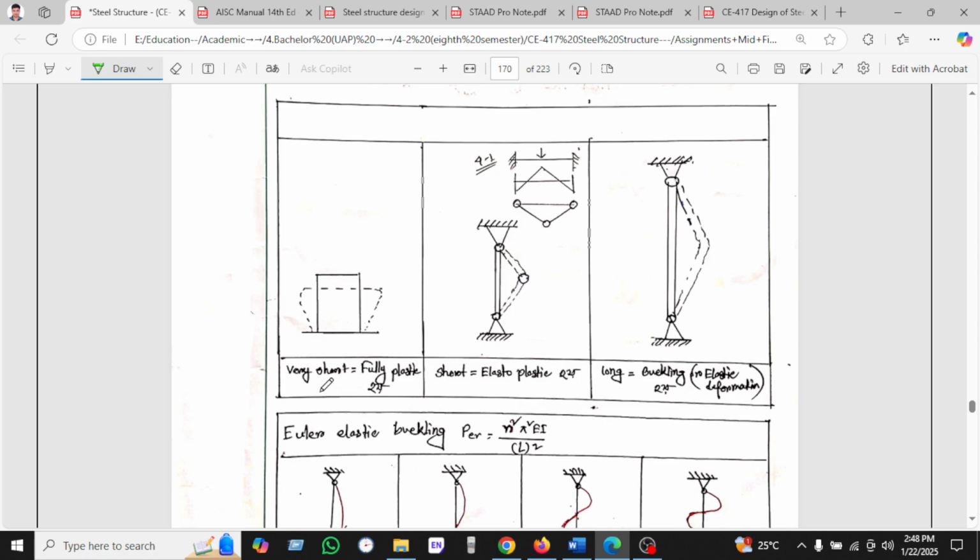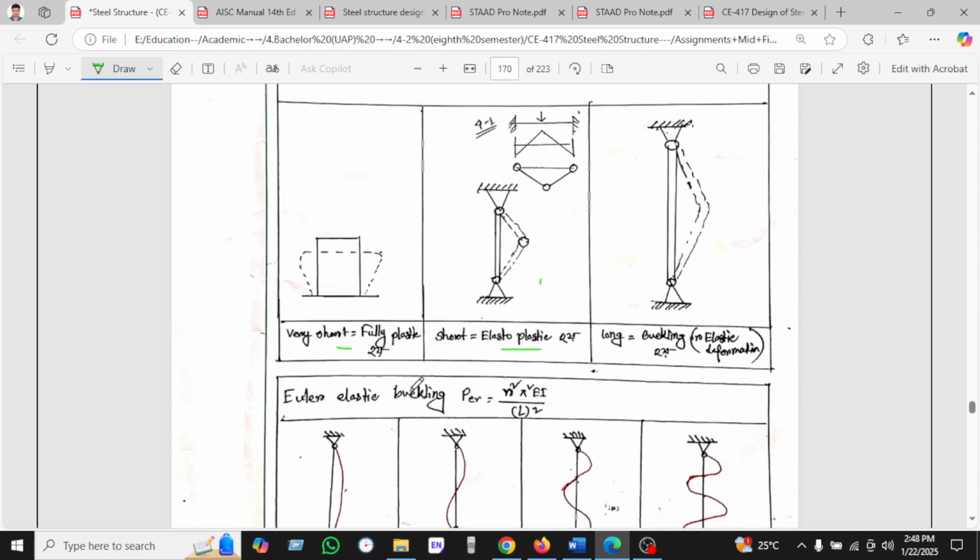When the column is very short, it is fully plastic. When it is medium, it is elastoplastic, and this type of hinge will be formed. When the column is long, buckling will occur. So different phenomena occur: when the column is medium, elastoplastic behavior occurs, and you can see the hinge is formed; when the column is very short, fully plastic behavior occurs.